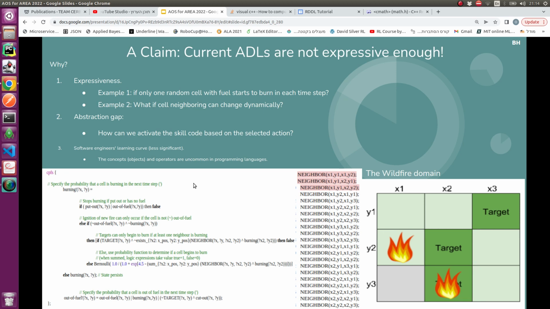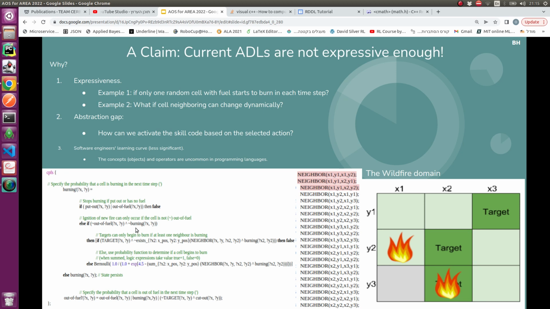We have a claim that current ADLs are not expressive enough, and we are always looking at robotic problems. So why are they not expressive enough? Because even though RDDL, for example, is a very expressive language, it doesn't have all of the control structures you can find in a programming language. For example, you don't have while loops.